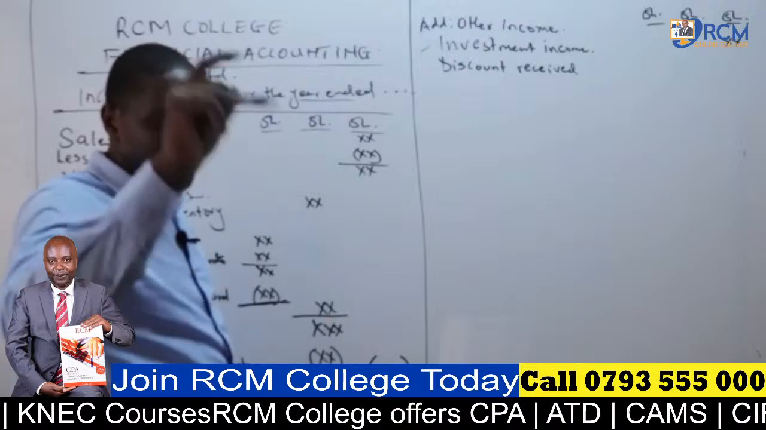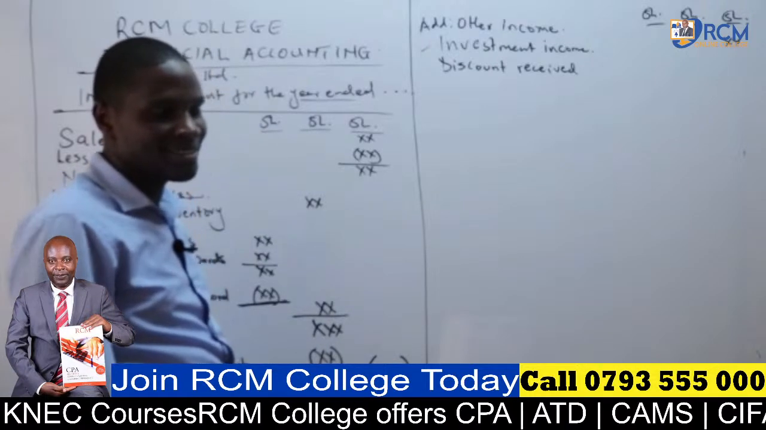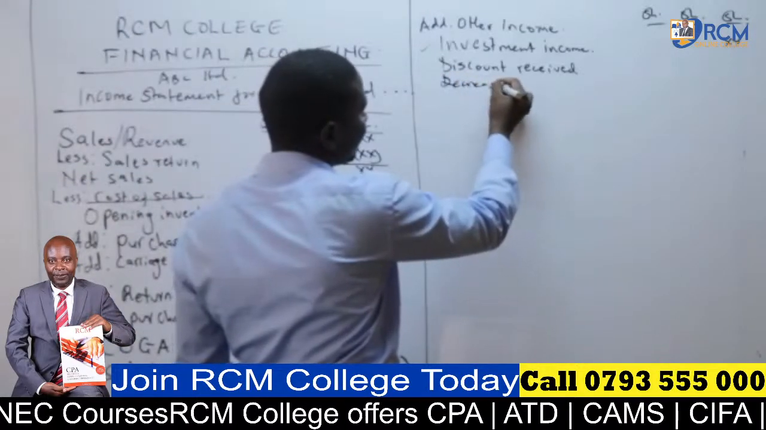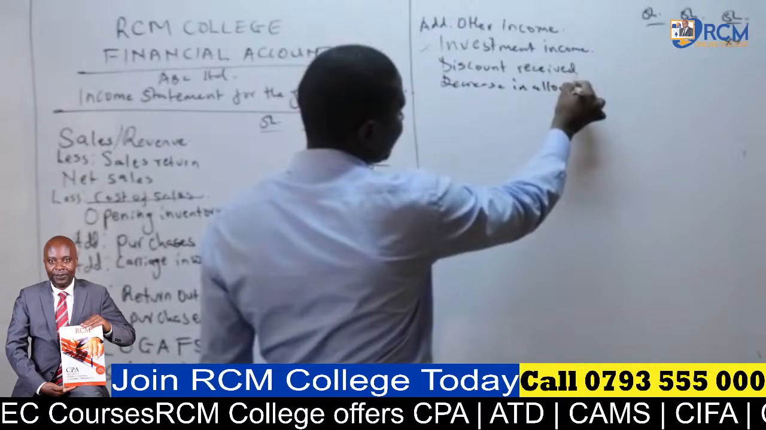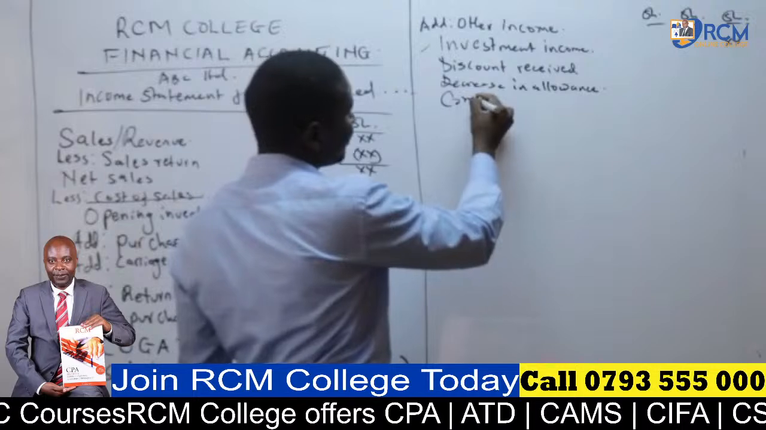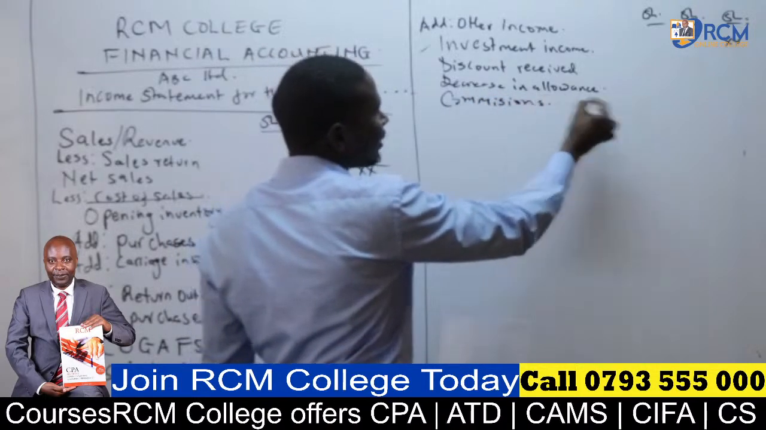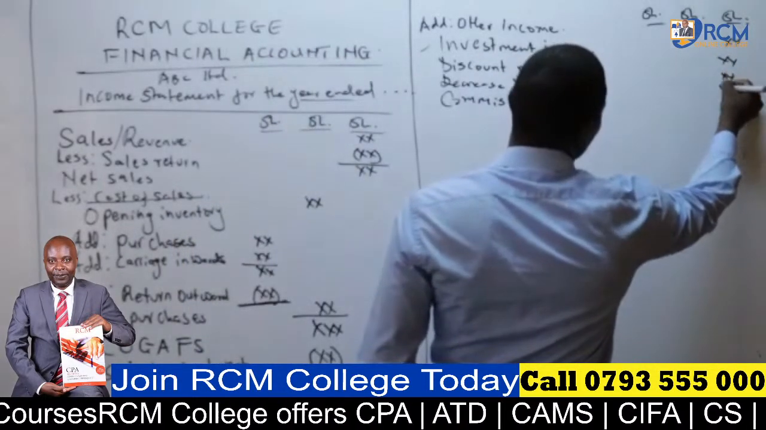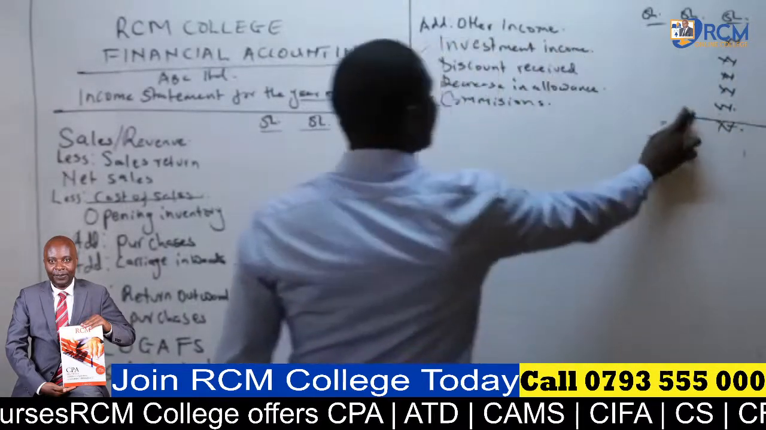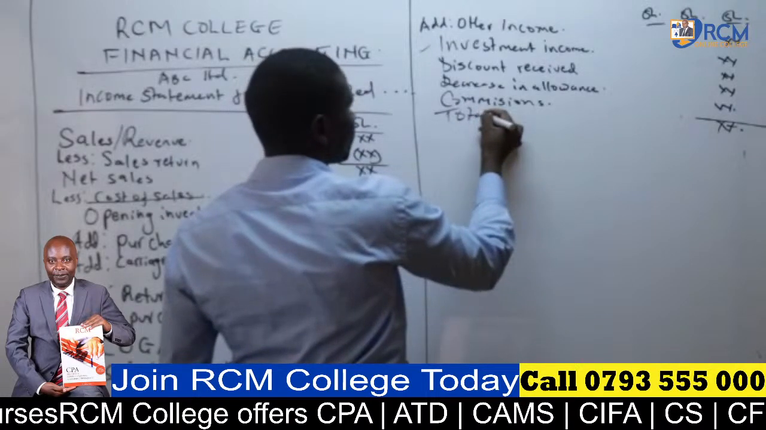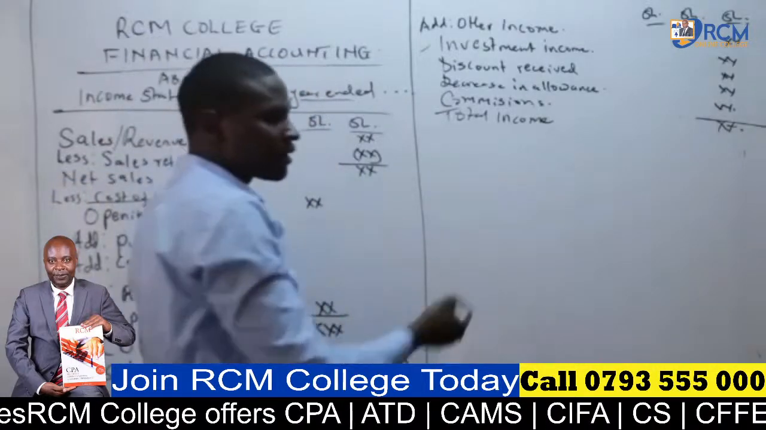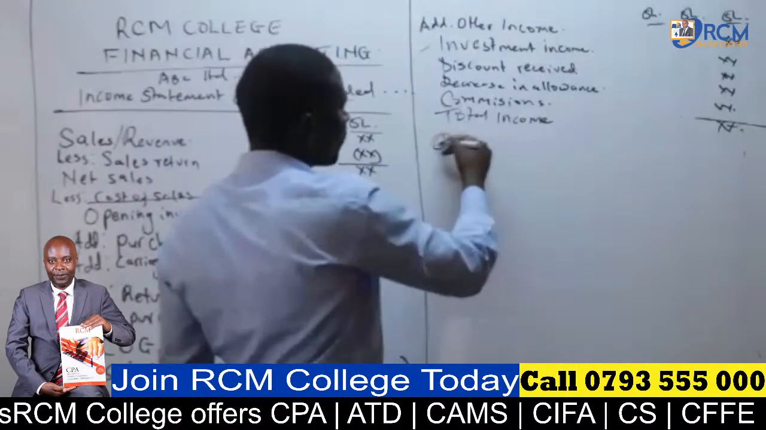Interest, commission like that. Decrease in allowance for doubtful debt. Commission like that. I won't write another. So that you get your total income. Kuna vitu zinasumbua watu hapa but zinakuwa rahisi sana. Then class, after you get your total income, you go to operating expenses.